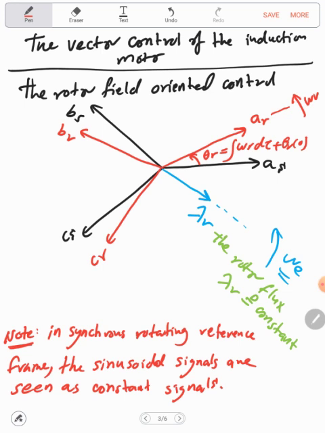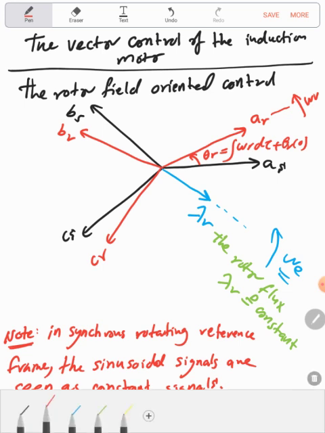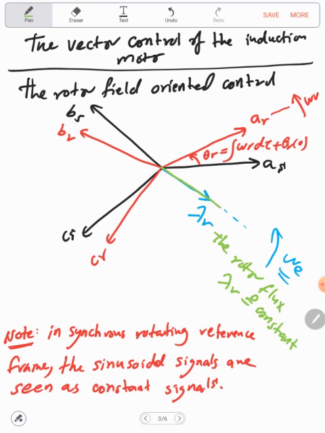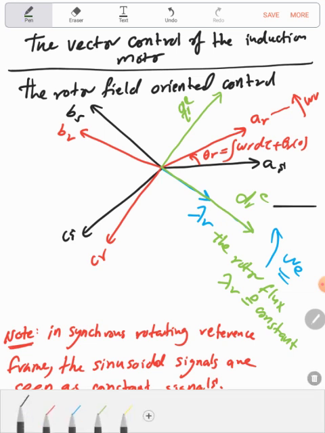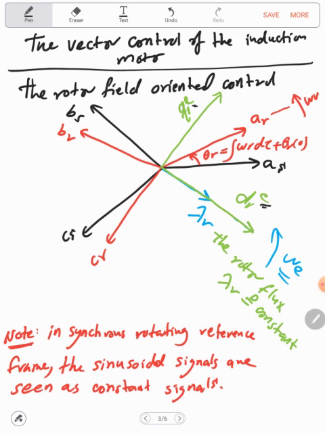So now in the QD reference frame, we have two orthogonal axes. We can attach them anywhere in space. Let's assume we are lucky and we manage to attach the D axis of the reference frame in the same direction of the rotor flux. So this will be the DRE, and 90 degrees ahead of that will come the QRE. Here E refers to the reference frame rotating at synchronous speed.